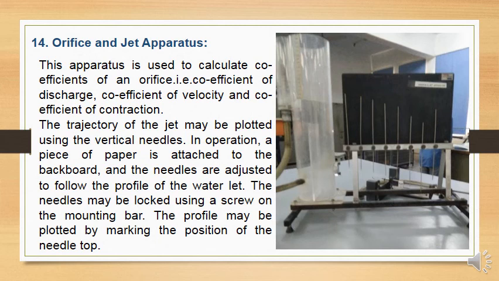The trajectory of the jet may be plotted using the vertical needles. In operation, a piece of paper is attached to the backboard and the needles are adjusted to follow the profile of the water jet. The needles may be locked using a screw on the mounting bar. The profile may be plotted by marking the positions of the needle tops. So in this way, the water is going to be pressurized and passed through the orifice, and its flow path is going to be determined by using this operator.